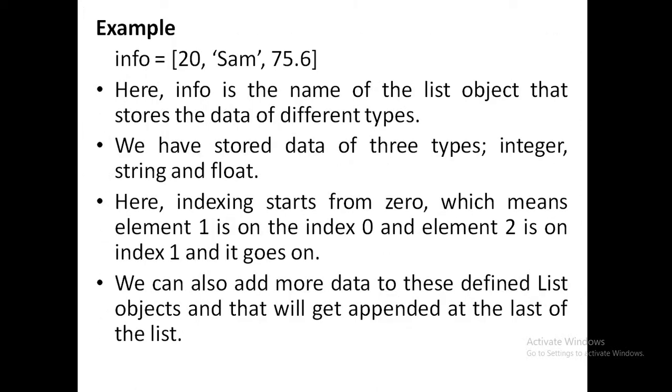For example, info is a list in which 3 elements are stored. One is an integer 20, then we have Sam, which is a string, and 75.6 is a float. So all the 3 are of different data types. Here indexing starts from 0, which means the element 1, 20 is on index 0 and the element 2, Sam, is on index 1 and it goes on. And we can add more data to these defined list objects and they get appended at the end of the list.